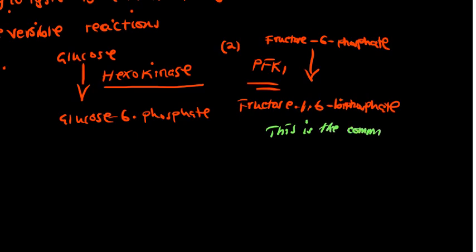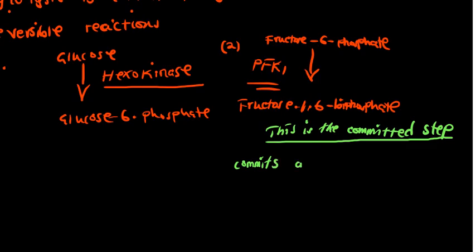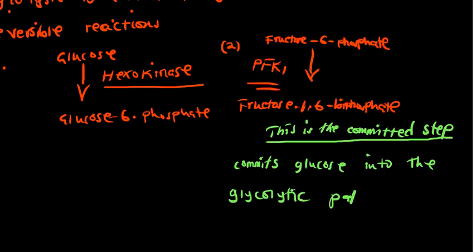So why is it called the committed step? This is because it commits glucose into the glycolytic pathway. Once fructose 6 phosphate is converted to fructose 1,6 biphosphate, there is no going back. So that's why this step is called the committed step. So let's look at the other step, the control step. We've looked at 2, so let's look at the third one.